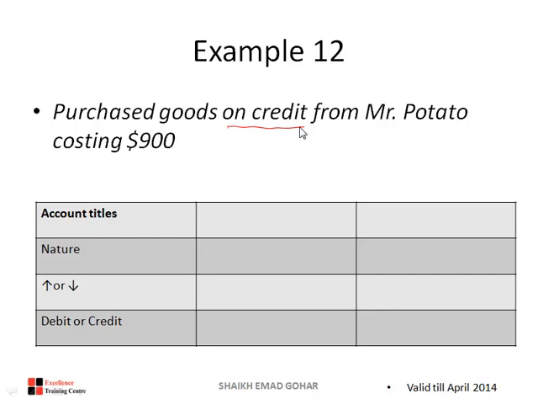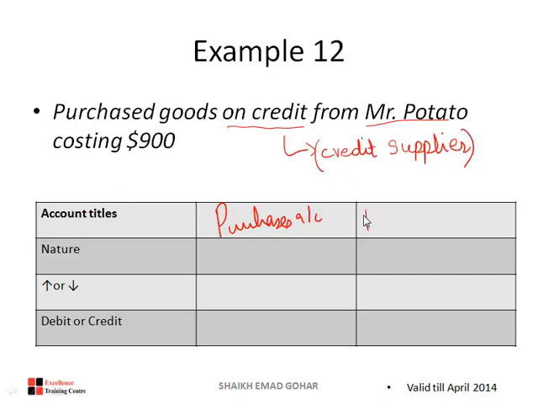So what are the account titles? I am purchasing some goods, so I will write purchases. And I am purchasing on credit, so Mr. Potato is my supplier. Supplier means credit supplier, okay. So credit supplier is called trade payables. So I will write here trade payables and his name is Mr. Potato.